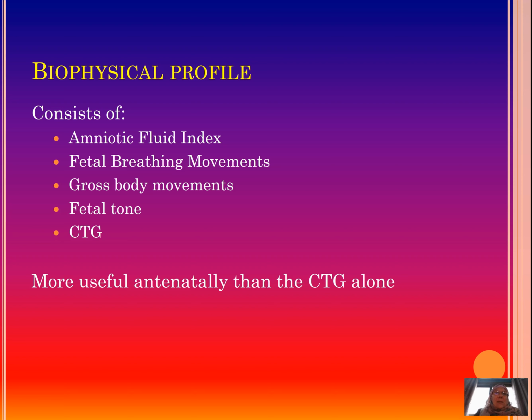So one score is made out of these five parameters, and then you can gauge a little bit better. It gives a more detailed idea about how a baby is doing. And this is antenatally indicated when you have abnormal CTGs, or you have a high-risk pregnancy, or a pregnancy where you're worried about the fetal well-being.